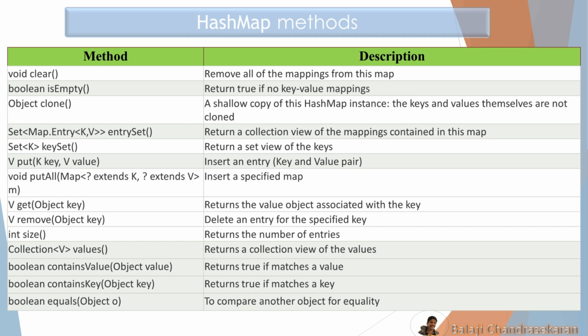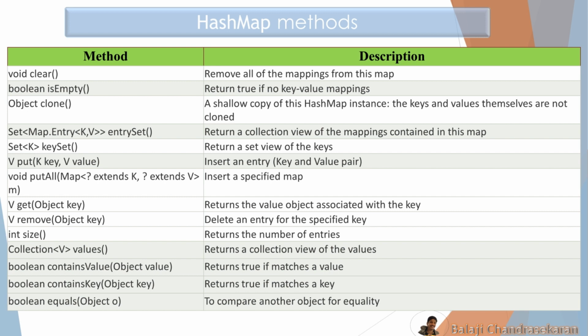It means that the new hashmap will contain the same key value pairs as the original hashmap, but the keys and values themselves are not cloned. They are still referencing the same objects as the original map. The entry set method returns a set view of the hashmap mappings. The key set method returns a set view of the keys contained in the map.